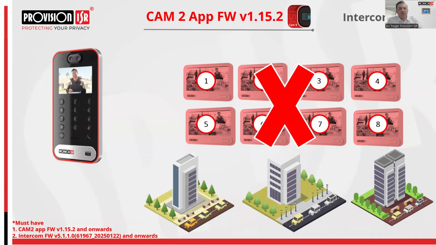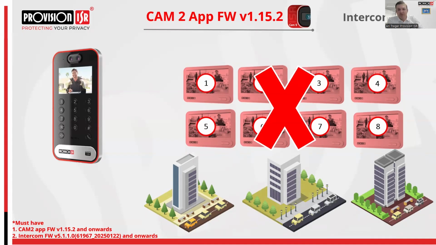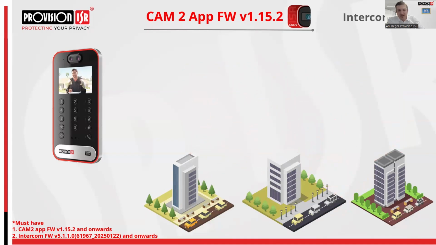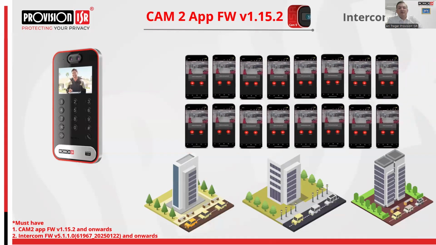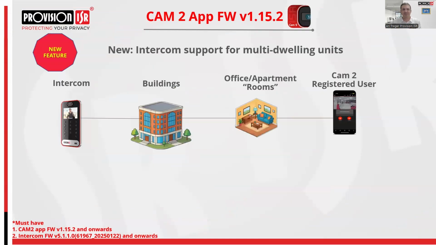In this new architecture, we remove the usage of the monitors and we only use intercoms and Cam2 apps with firmware version 1.15.2 onwards. Basically, at a high level, the intercom can make direct calls to the Cam2 application without the need of any indoor monitors. Okay, I hope you're still following me. So I want to break it down by numbers and scale before I actually dive into how this works.